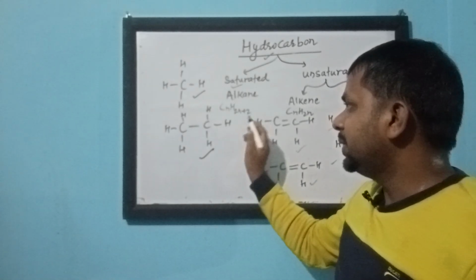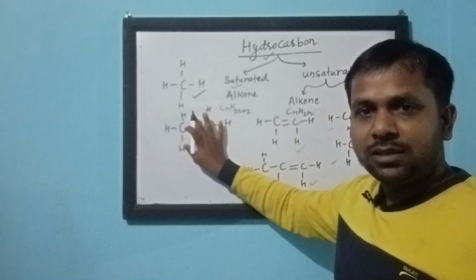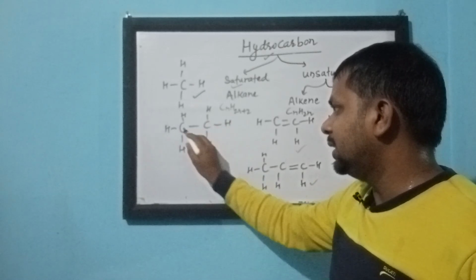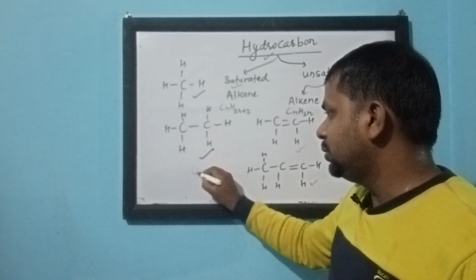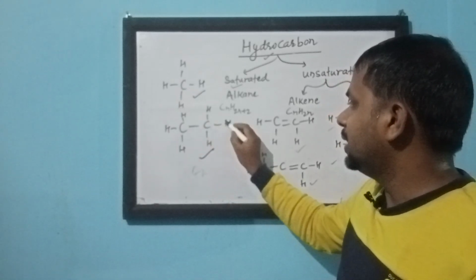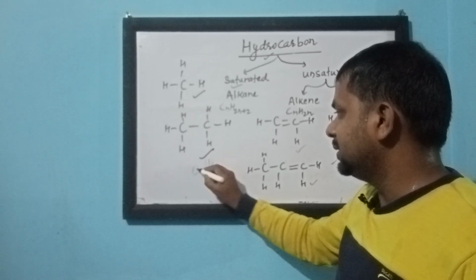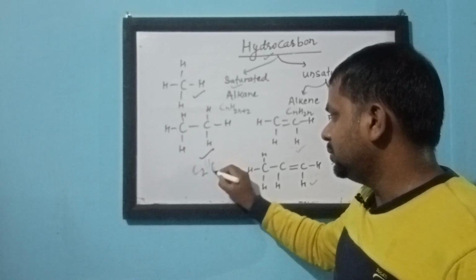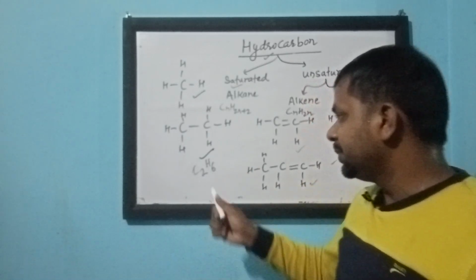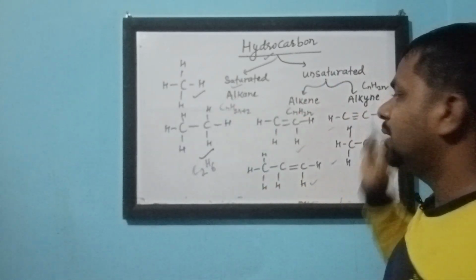Let us see an example. Suppose this is the structural formula, but if its molecular formula is written like this, there are two carbons, C2, and H how many? 1, 2, 3, 4, 5, 6. C2H6 is written. Suppose somebody asks you, C2H6, is it alkane, alkene or alkyne?